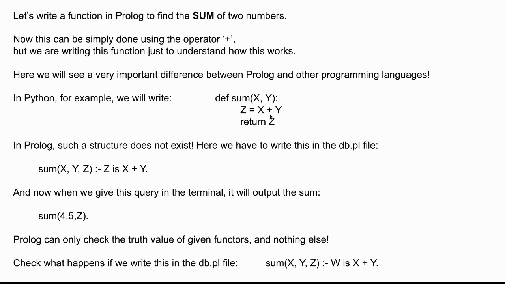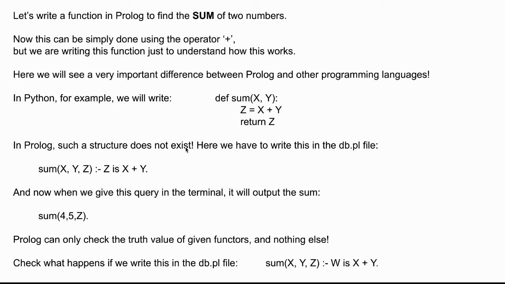So if you had, let's say Python, you would write it in this way, that you have def sum of x comma y, then you have z equal to x plus y, and then you will return z. Okay, so you explicitly computed x plus y, assigned it to the variable z, and then you return z. This is typically what you do in C also, although the exact syntax will not be the same, but the logic and the flow of program is basically the same. But in Prolog, such a structure does not exist.